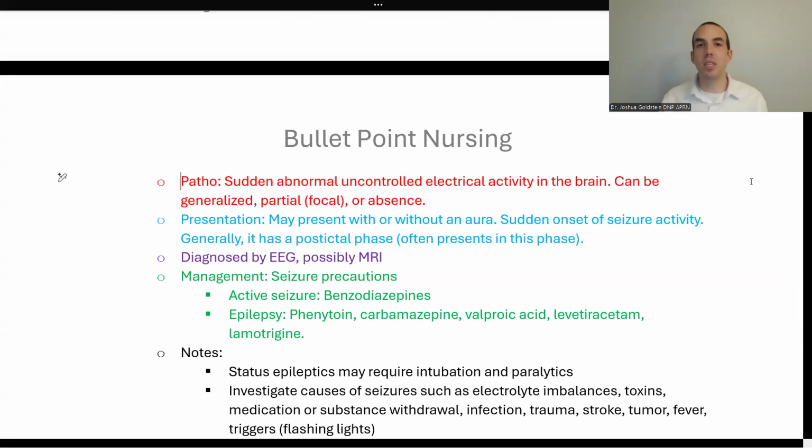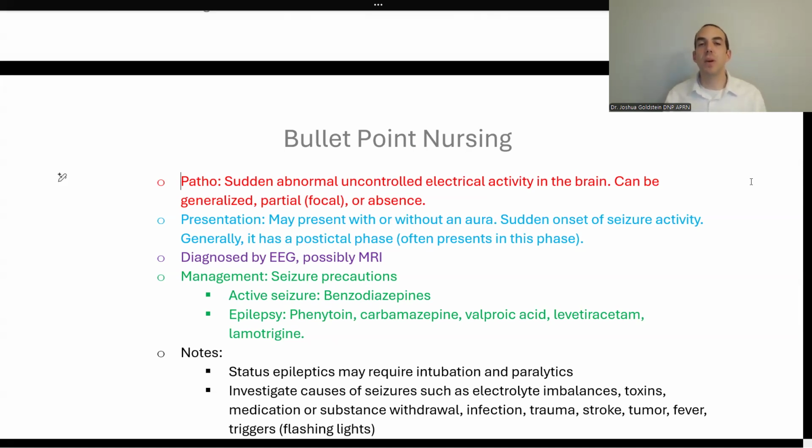And then we have absence seizures where they're having a seizure. They're having that uncontrolled electrical activity in the brain, but they have no outward signs of the fact that they're having a seizure other than the fact that their level of responsiveness is essentially going to be zero because their brain is not fully conscious. They're having a seizure. We just don't really see it. So those are different types of seizure. That's the patho of a seizure.